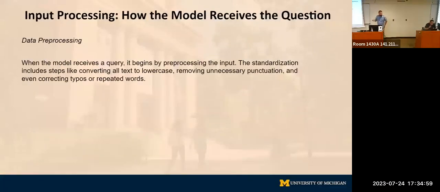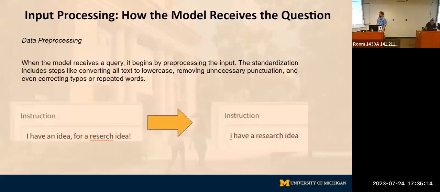There's various steps, and we're going to go through them. So there's data pre-processing. This is when a model receives a query, and it begins by pre-processing that input. This removes unnecessary punctuation, checks for spelling errors, typos, any repeated words. So for example, if it said research spelled incorrectly, it would fix that. It would maybe take away the comma, and instead of I have an idea for a research idea, it would say I have a research idea. So it cuts it down to make it a bit more efficient. It makes it easier for the context to work. Same with most artificial intelligence and machine learning in general. You tend to want to clean your data set before you do it, and some sort of automated process like this is generally a good idea.